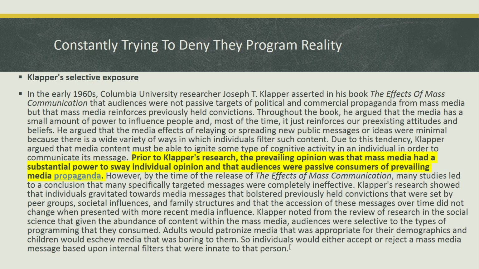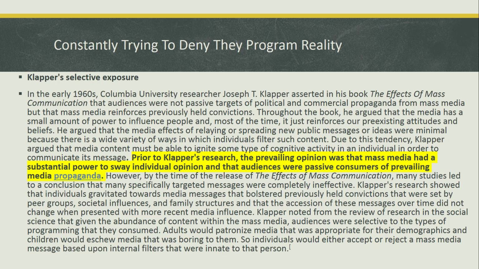So he's saying, because people selectively expose, we need to ignite and take control of the cognitive capabilities of the mind for our message to have an impact, because people just won't pay attention. So we need to play with people's minds and be given the opportunity to do so. Not less mind control, more mind control.